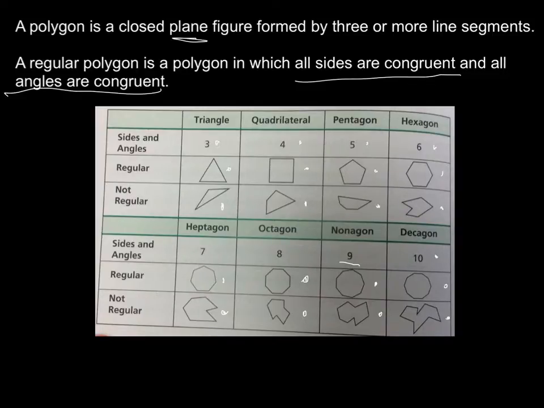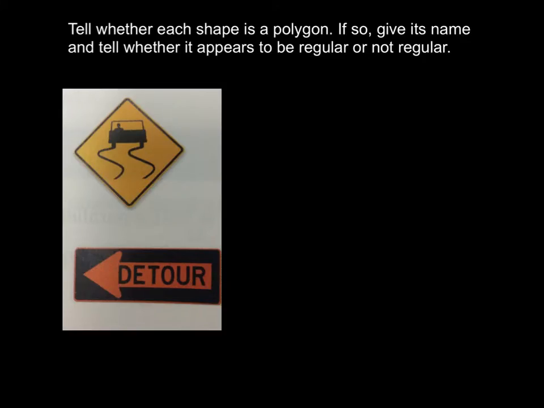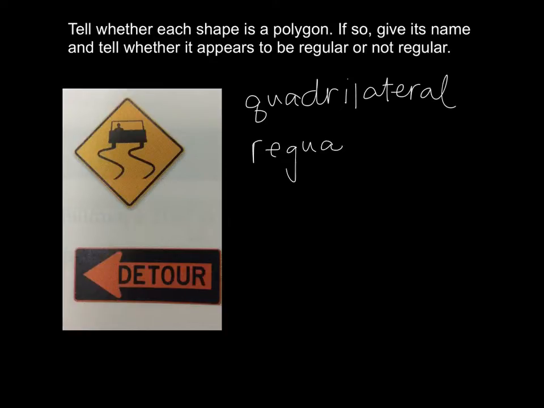Now let's do some problems on this. Tell whether each shape is a polygon. If so, give its name and tell whether it appears to be regular or not regular. Now this one right here has 4 sides and 4 angles, so we know it is a quadrilateral. And then it asks us to say whether it appears to be regular or not regular. I would say this one does appear to be regular because it looks like it has 4 equal sides. Regular.